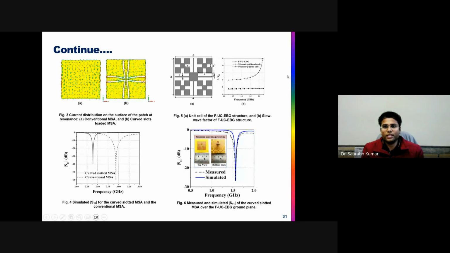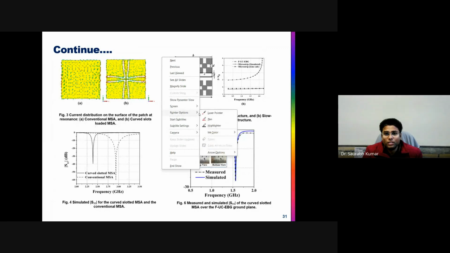Within this band there is a band gap, but below the band gap, this region is known as the slow wave transmission zone, where the wave is propagating but at a slow or low velocity. So this particular region where the slow wave is achieved can be utilized for miniaturization purposes. As all know, the EBG is used to enhance the gain. We are not using that particular region of the EBG characteristic. We are using the slow wave region here.